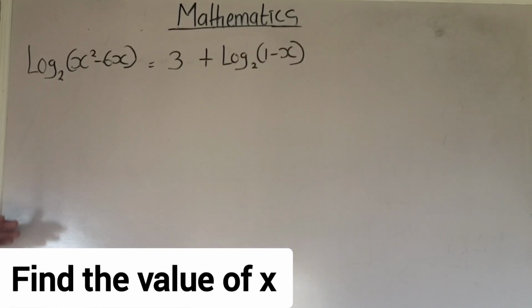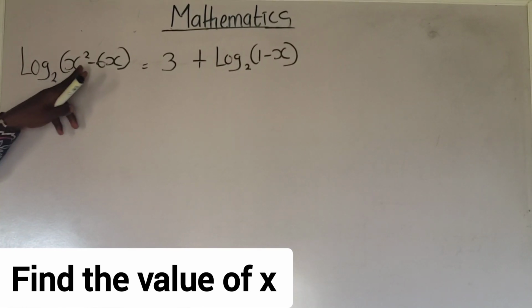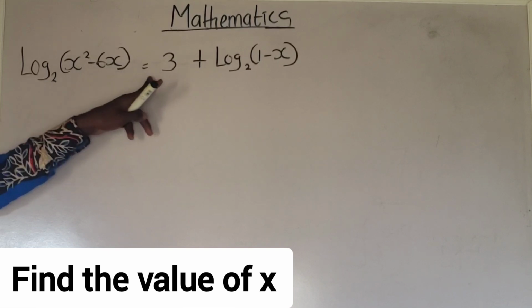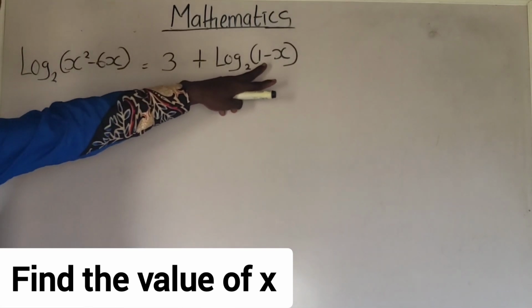We are asked to determine the value of x in log base 2 of (x squared minus 6x) is equal to 3 plus log base 2 of (1 minus x).